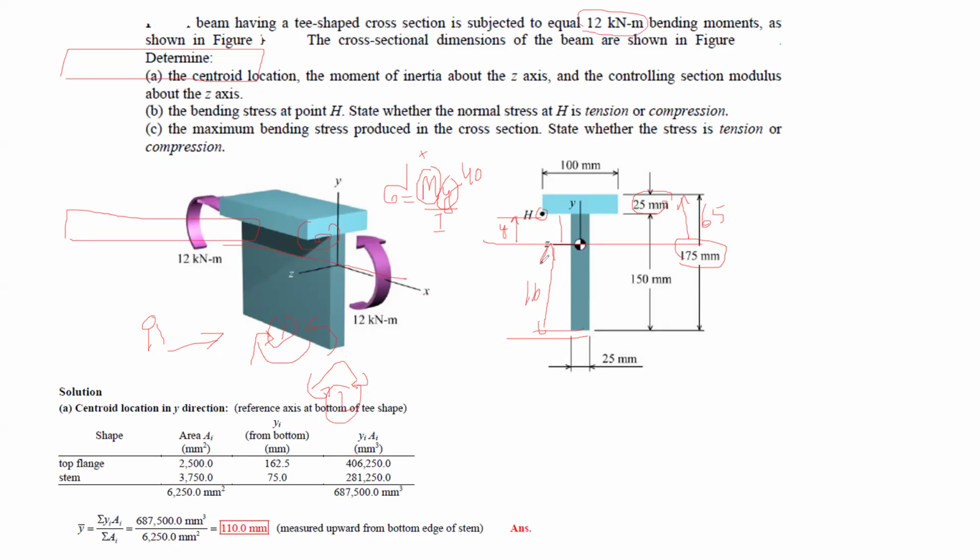It's 12 kilonewton meter. Again, you see your initial units for the moment are kilonewton meter, and you have all the dimensions for I and for Y in millimeters, right? So the correct way is that you change everything to meter. So 40 should be divided by 1000 to make it meter. This I, what are the units for I?